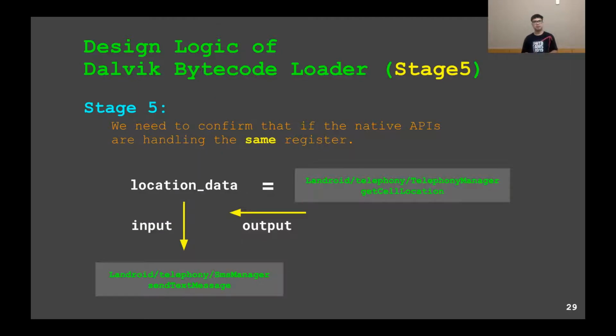Now, let's see the implementation of stage 5. Yes, this is the most important part. In stage 5, we need to confirm that if the native APIs are handling the same register. Let's use the same example. Send out your location data by using SMS. So when native API get cell location is called, it will return the location data of the cell phone. And what we do in stage 5 is to check if the alternative API send text message sends out the location data returned from get cell location.